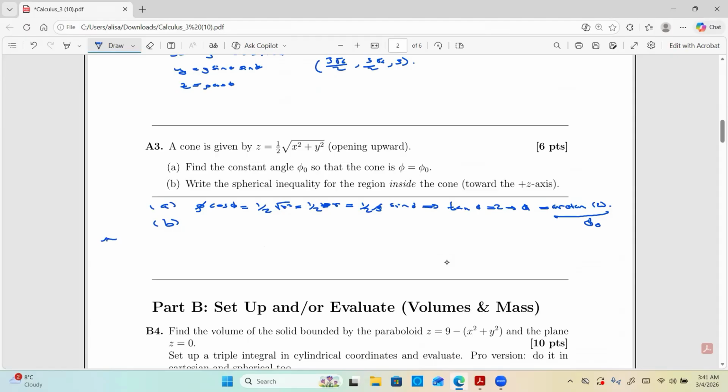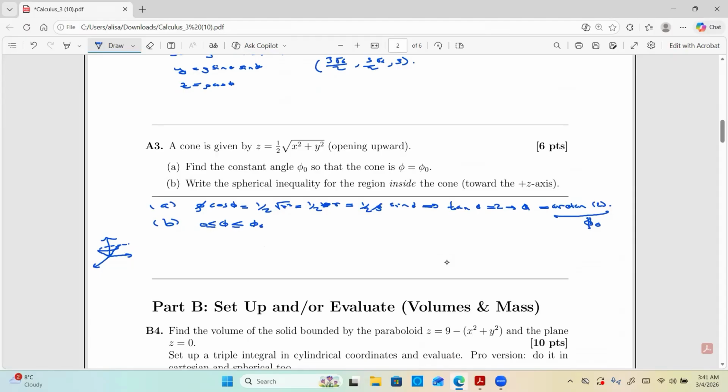So phi is the angle we make with the z-axis, and we have this cone, and we know that the opening angle is given by phi naught over here. Hence, the inequality you need is that phi ranges between 0 and that phi naught we found. We're starting at 0 because at angle 0, we're already inside the region. So this was a quick one as well.